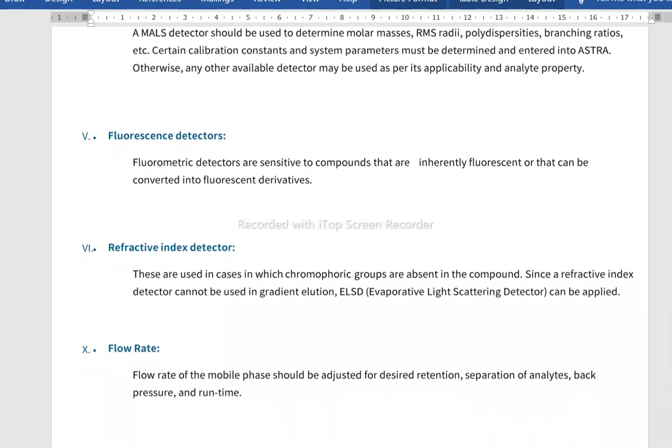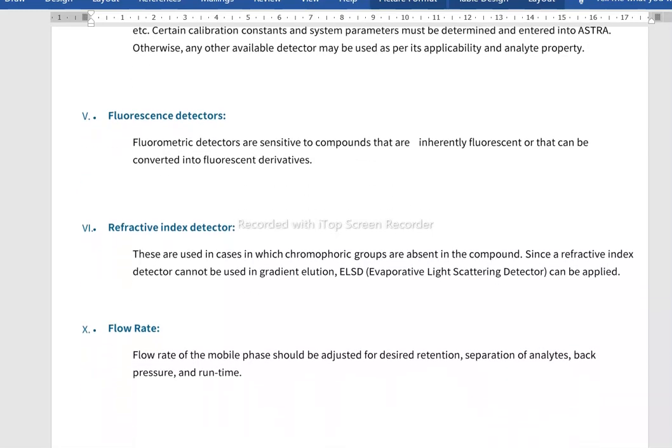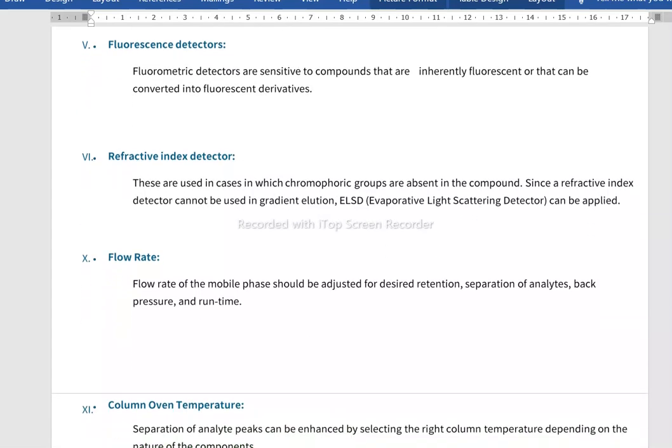Flow rate. How do you select the flow rate of your method during method development? The flow rate of the mobile phase should be adjusted for desired retention, separation of analytes, back pressure and runtime. So the flow rate of your method should be selected during your practical runs.